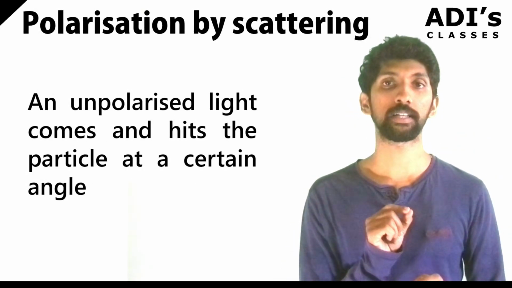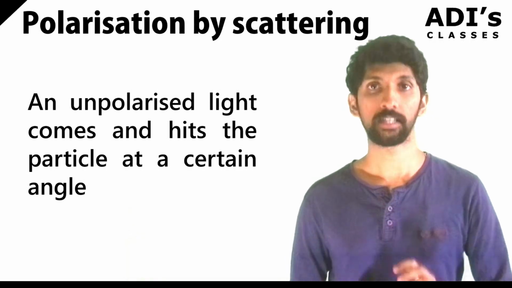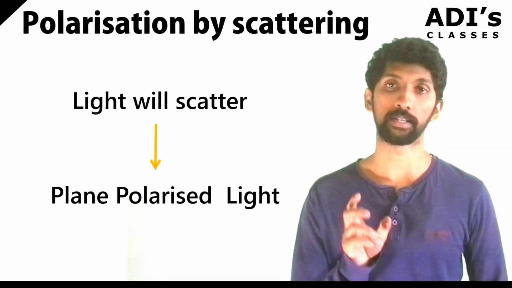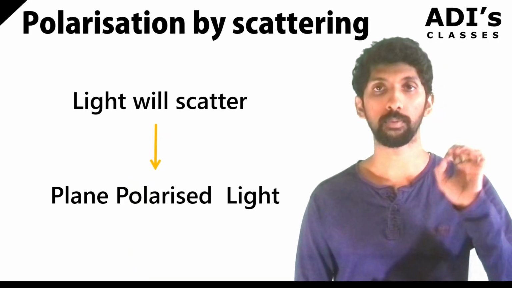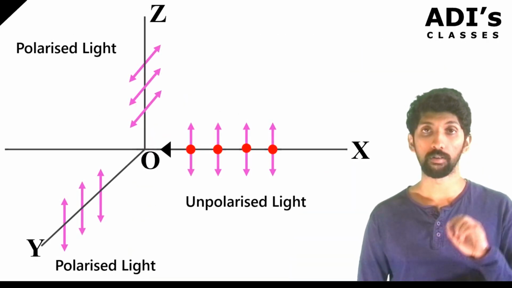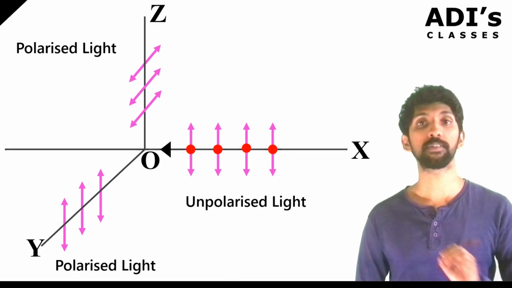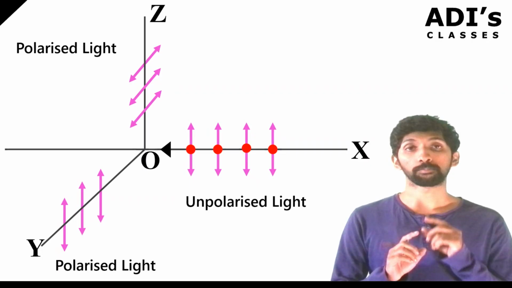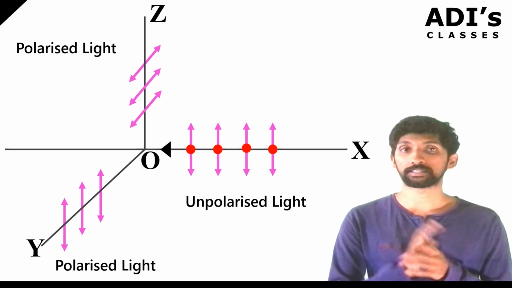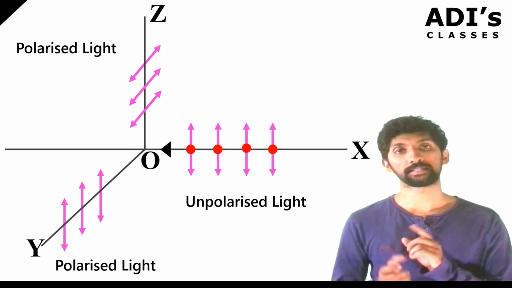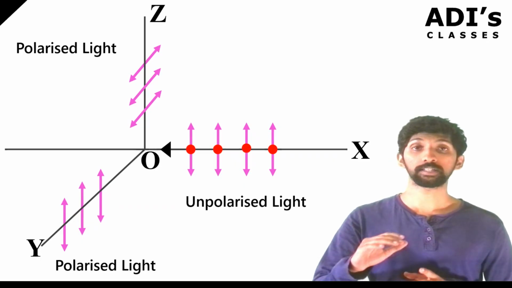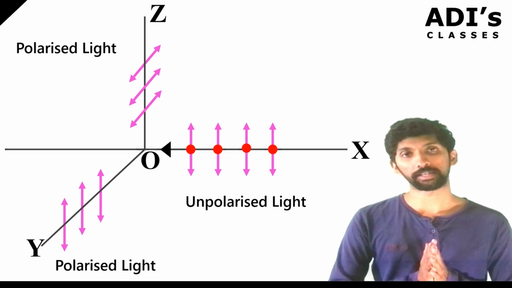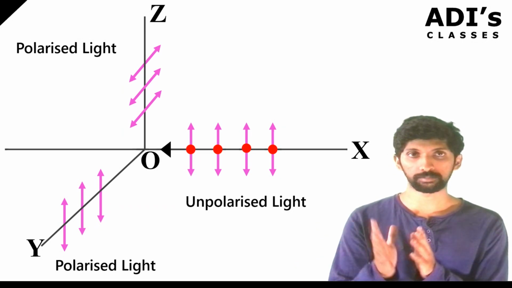Now if it hits the particle at a certain angle, then the light will scatter. This scattered light will be plane polarized light. So this is polarization by scattering. What we have to notice is, if the unpolarized light is coming along the x-axis, then the plane polarized light will move along the y-axis and z-axis. That means the plane polarized light is perpendicular to the unpolarized light plane. This is polarization by scattering.